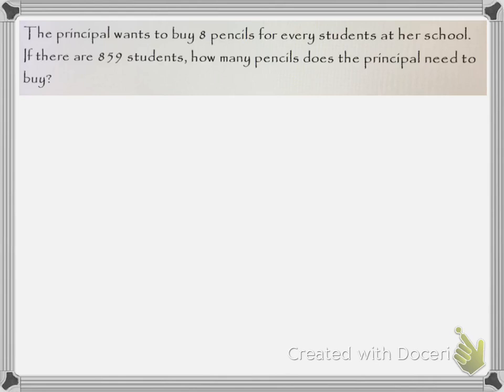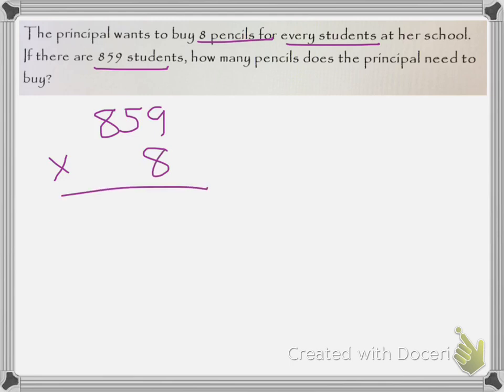All right, let's look at a word problem. The principal wants to buy 8 pencils for every student at her school. If there are 859 students, how many pencils does the principal need to buy? So we're helping this principal buy pencils for every student. If she wants 8 pencils per student and there are 859 students, well, 859 times 8 pencils is how many she's going to need to buy.